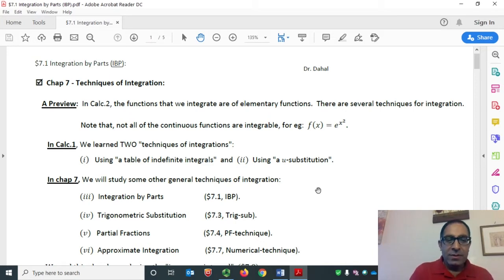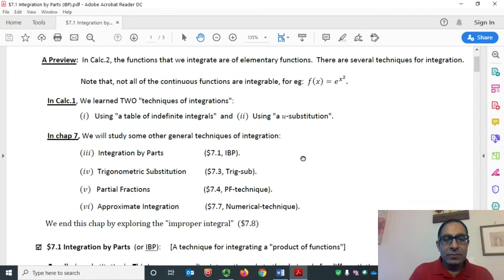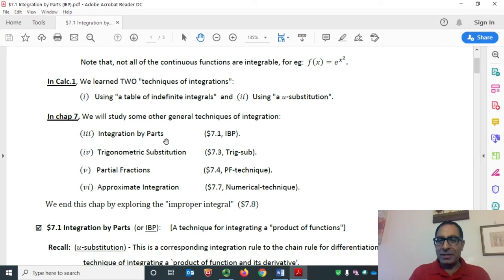So in chapter 7 we study the integration by parts technique, trigonometric substitution technique, partial fractions technique, and the numerical technique, which is also called approximate integration. Sometimes we cannot find the exact value of an integral, and then we use the numerical technique to approximate the value. And we end this chapter by exploring improper integrals.